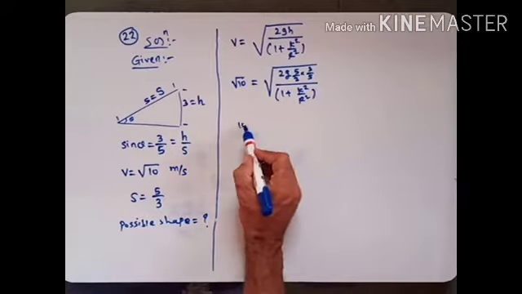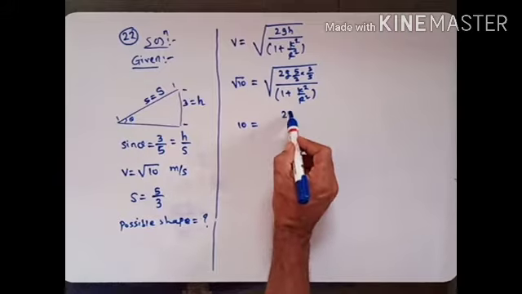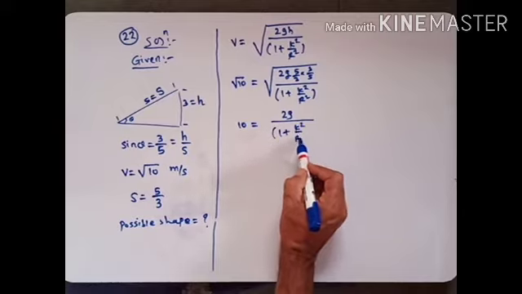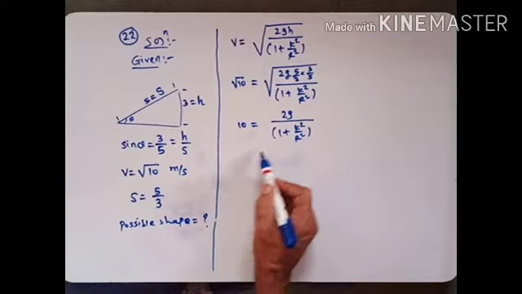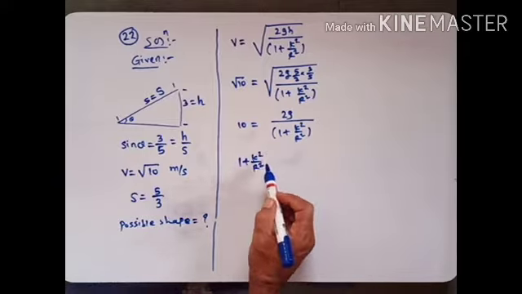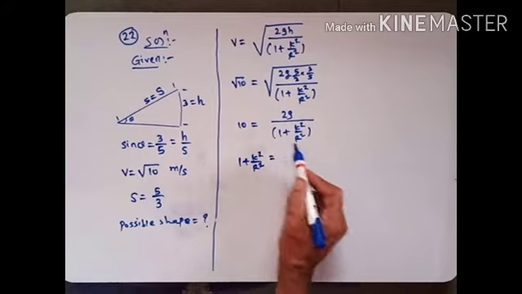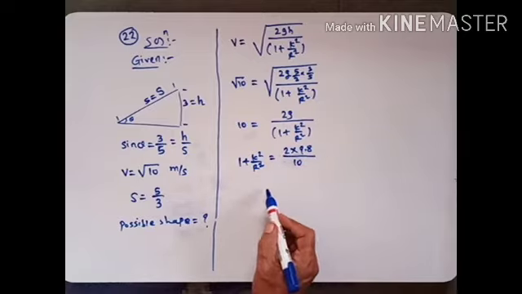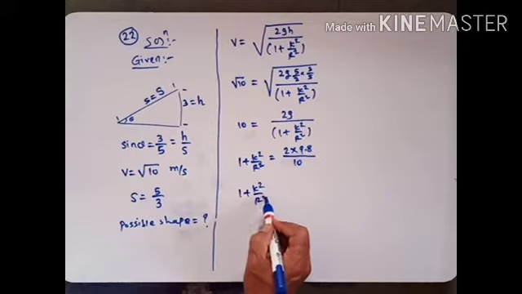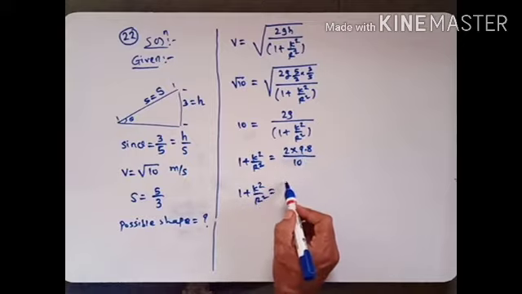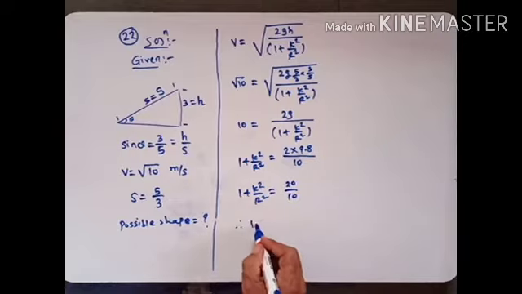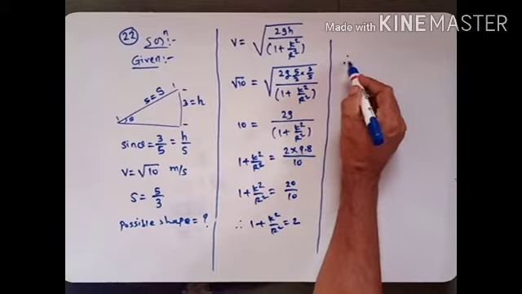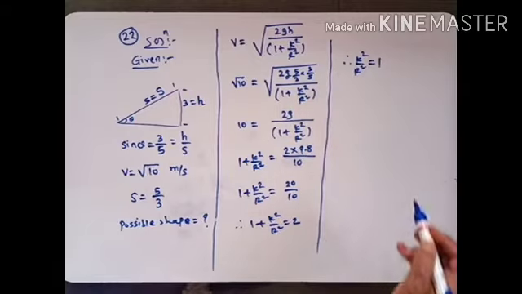Now we square both sides. Therefore 10 is equal to 2g upon 1 plus k square upon r square, because the other terms cancel with each other. Now 1 plus k square upon r square is equal to 2 into 9.8 divided by 10, or we can write 2 into 10, 20 upon 10, and therefore 1 plus k square upon r square is equal to 2, and therefore k square upon r square is equal to 1.